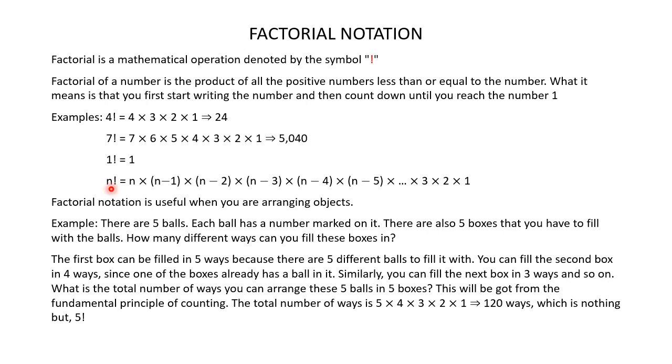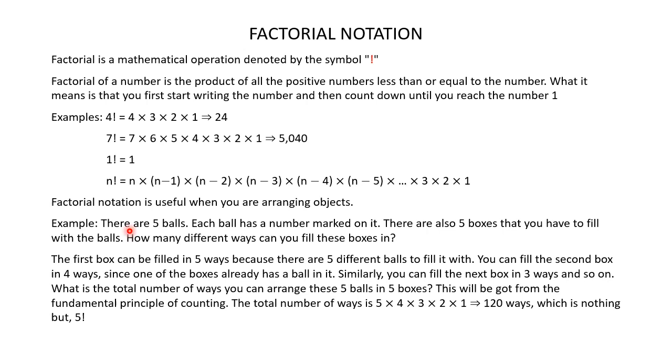1 factorial is equal to 1. Similarly, n factorial is equal to n multiplied by n minus 1 multiplied by n minus 2 multiplied by n minus 3 and so on, multiplied by 3 multiplied by 2 multiplied by 1. As you can see here, each successive number is getting reduced by 1 till you reach the number 1. Factorial notation is useful when you are arranging objects. Now let's understand the concept of factorial notation with an example.